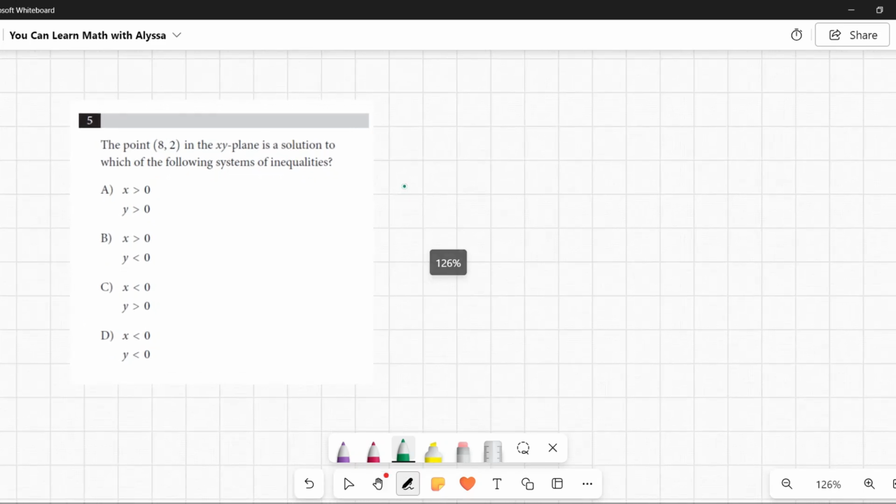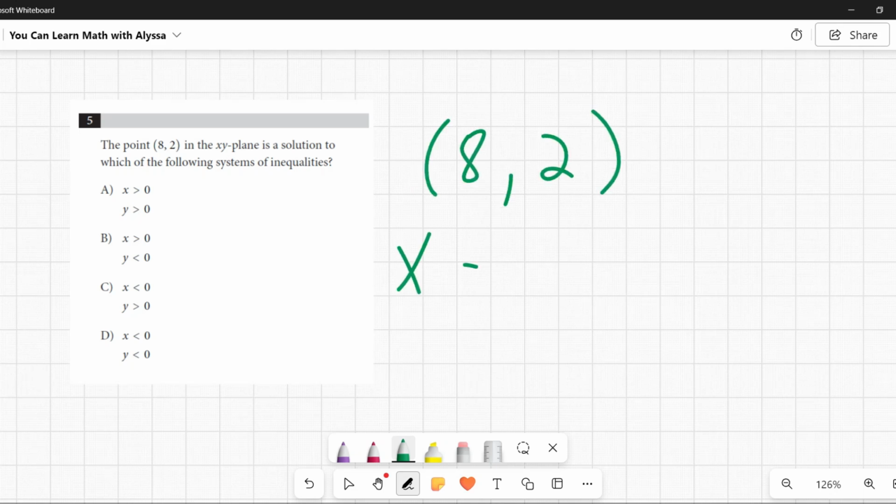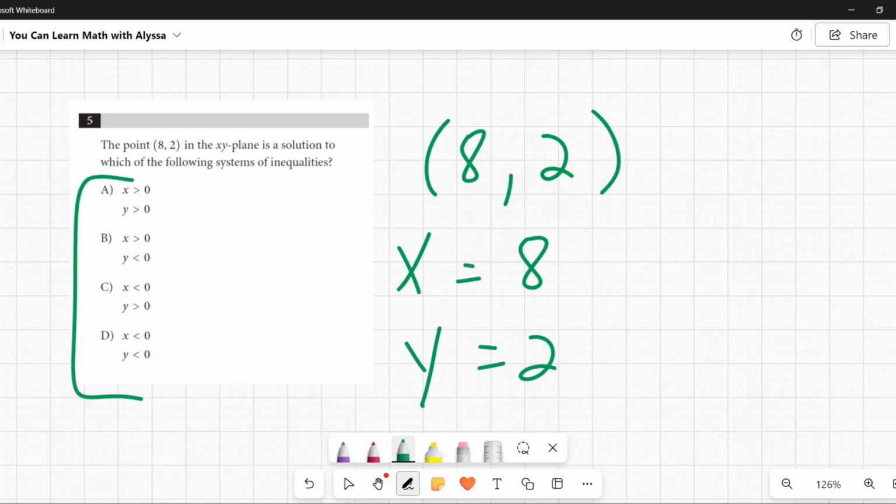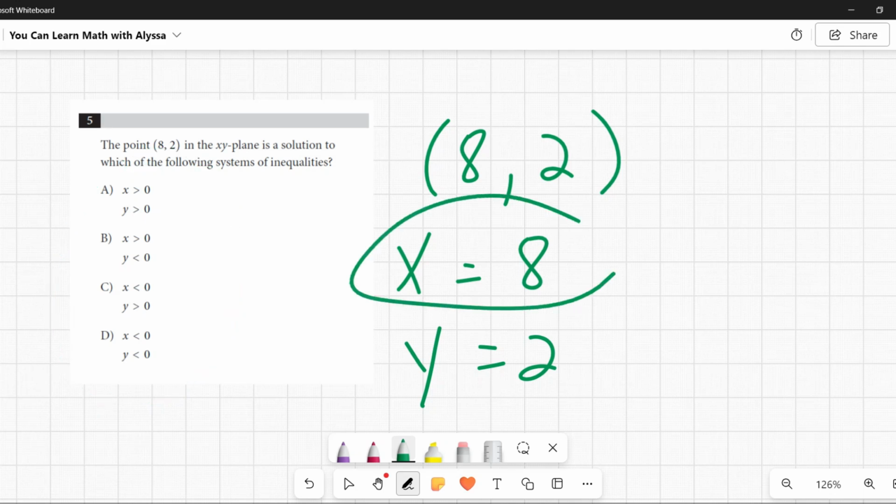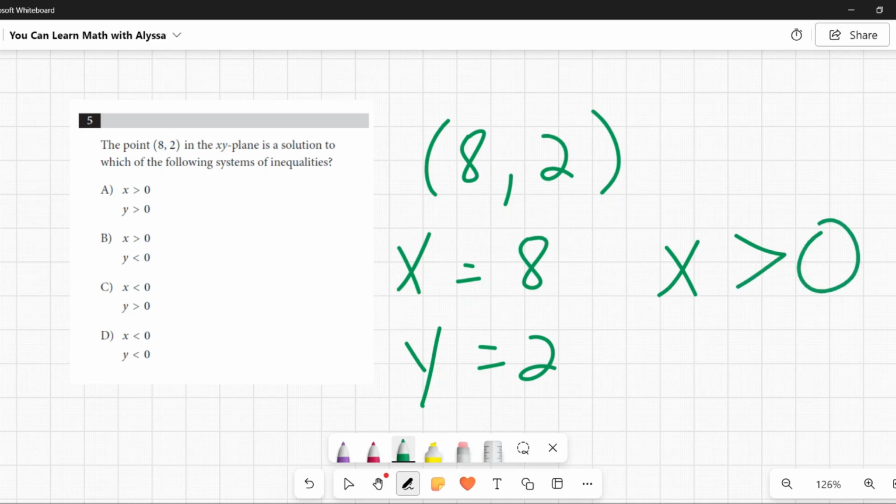Number 5, the point 8, 2 in the xy plane is a solution to which of the following systems of inequalities? Okay, so 8, 2, that means my x is 8 and my y is 2. So let's look at these. They're just saying greater than or less than 0. Well, before I even look over here, I can just say, okay, is this greater than or less than 0? It's greater than. So I know that x must be greater than 0.